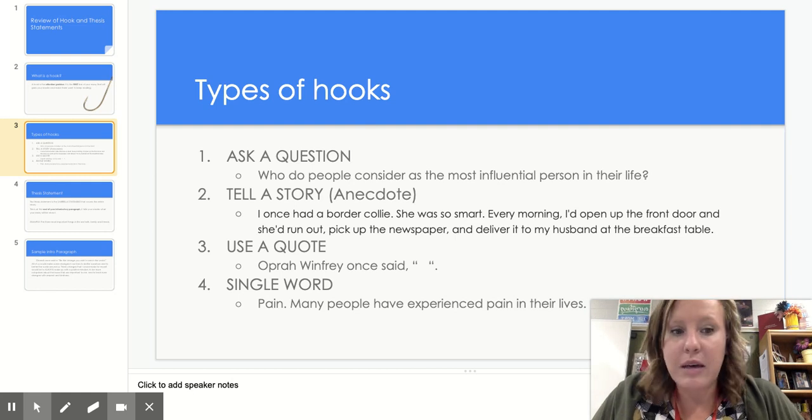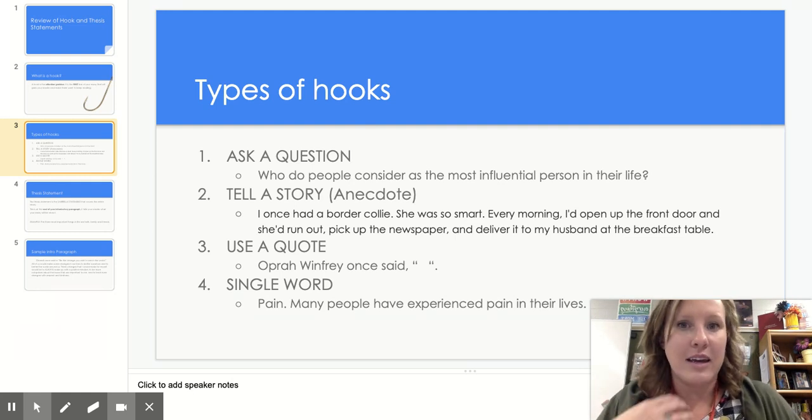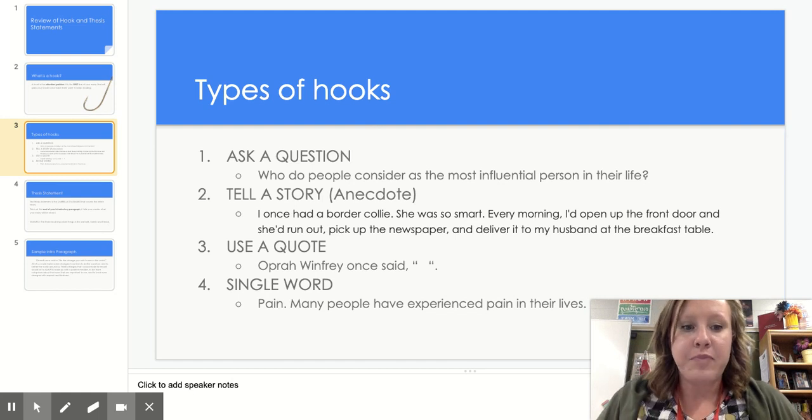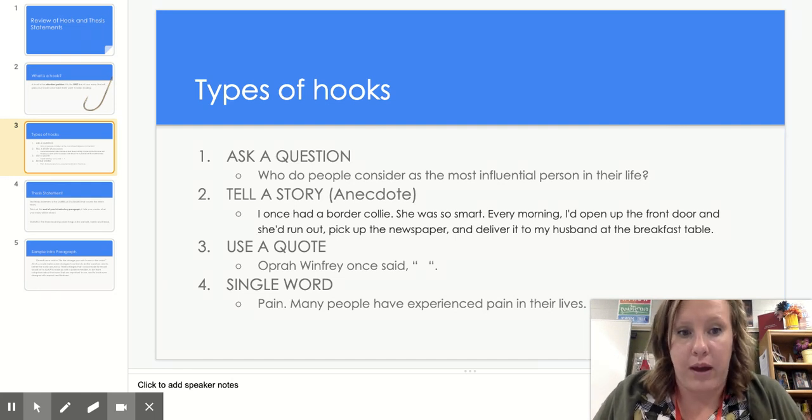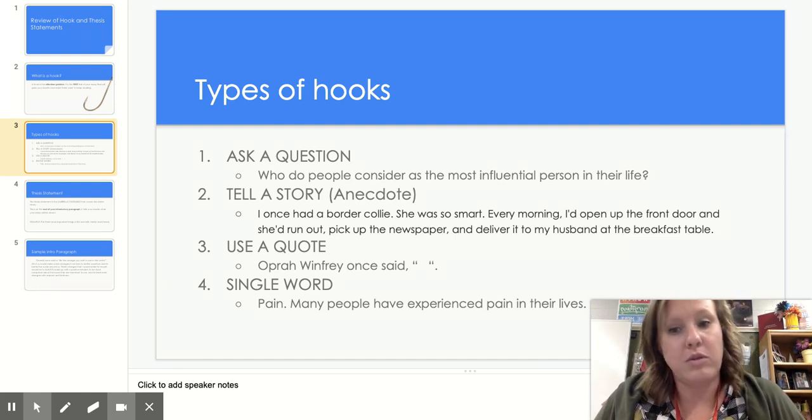Another good way to hook your readers is with a single word. Sometimes this gets tricky because how are you going to put your entire essay into a single word? But I think that's why it's so intense. So say you go with the word pain. After you have that single word, then you write a sentence about why this word is important. So you would say, pain. Many people have experienced pain in their lives.